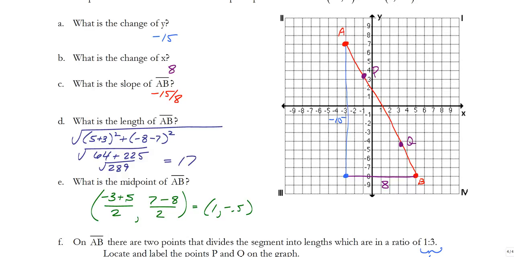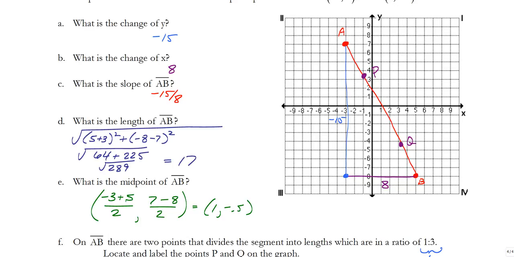Part E is your midpoint. The midpoint is basically the average of your x's and the average of your y's, which means you just add your x's, divide by 2, and add your y's and divide by 2. So negative 3 plus 5 for your x values is 2, divided by 2 is 1. And 7 minus 8 is a negative 1, divided by 2 is a negative 0.5, or a negative 1/2. I would accept either answer in decimal or fraction form.